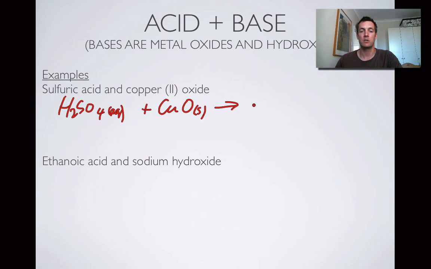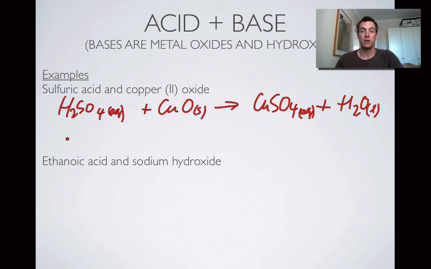What are we going to make? A salt and water. Copper sulfate is our salt, and water, which is always a liquid and never gets split into ions in the equation. Aqueous, because it does dissolve; you can check its solubility on the datasheet.